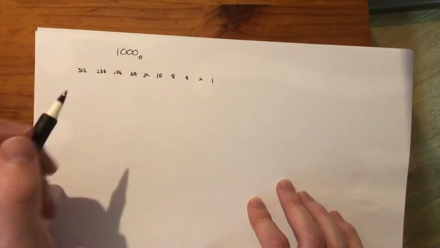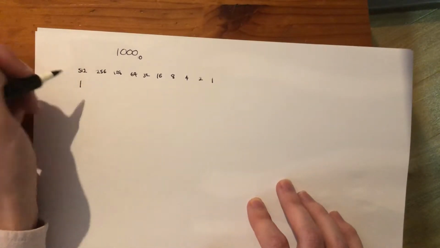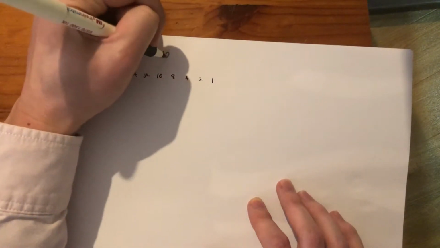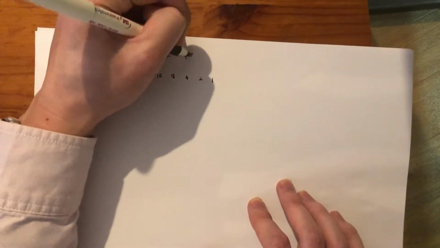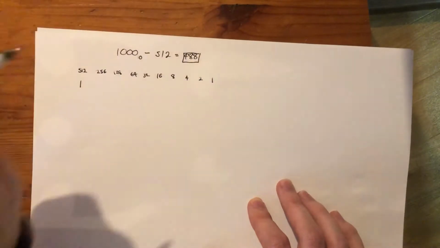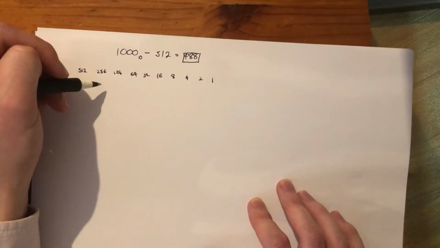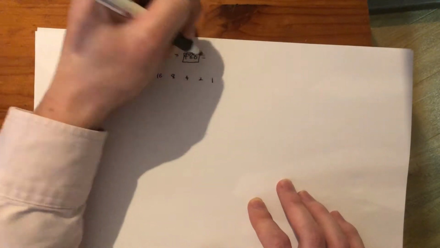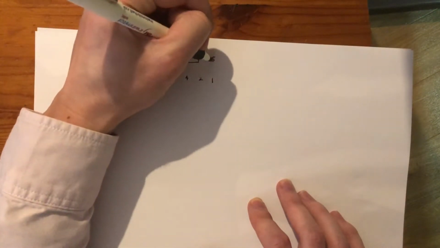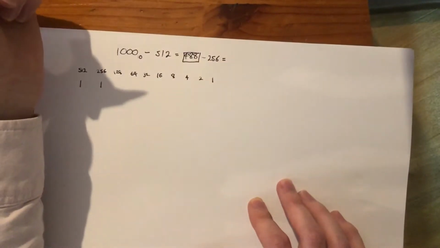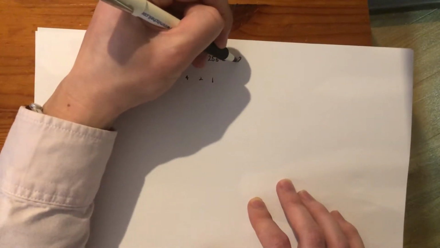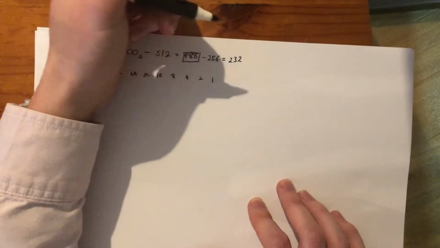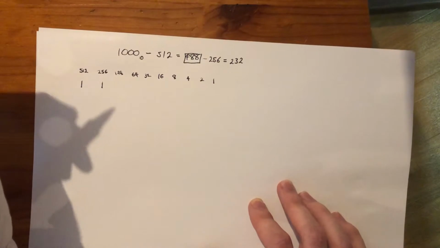Does 512 fit into 1,000? Yes, it does. We deduct from 1,000 that place value, 512, and that gives us 488. Our new number, does 256 fit into 488? Yes, it does. So we deduct 256 from 488, which would give us 232 as the next one.